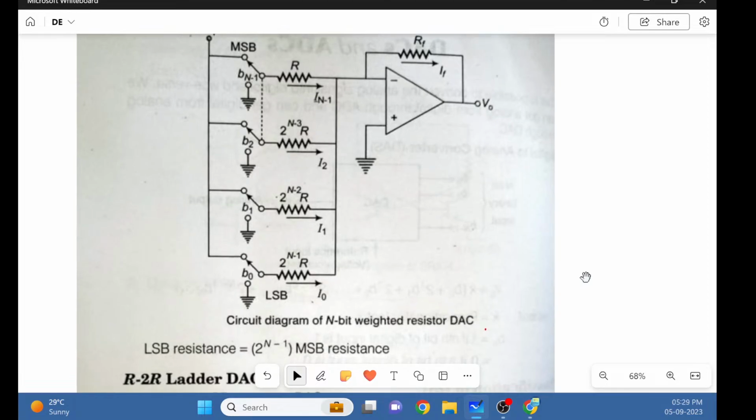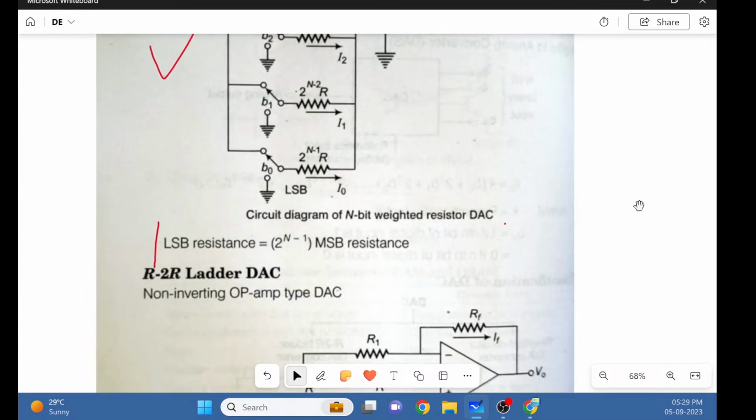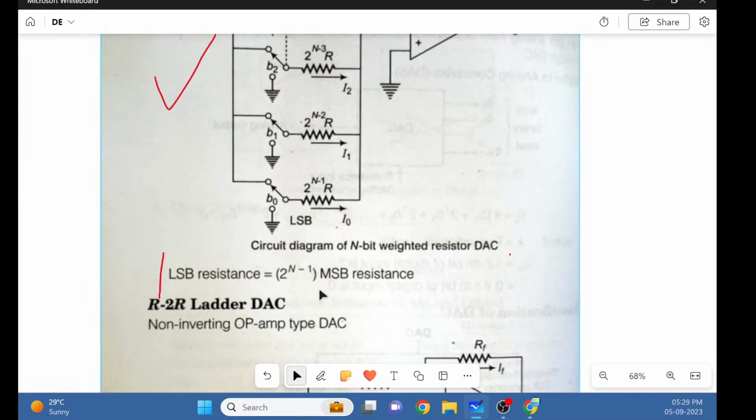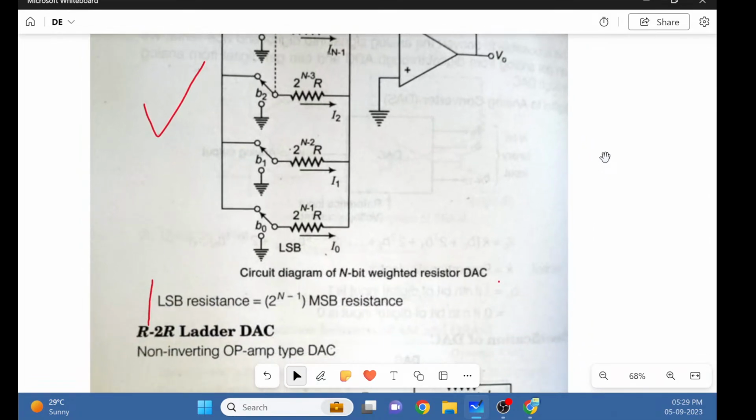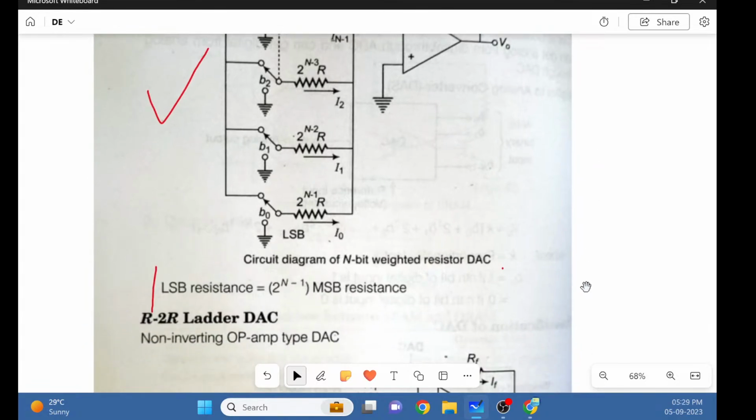So we are using different resistors which have different weights, and the weight or the value is decided based upon the n value. So the very first important thing is this diagram that you have to know, and over here you can see the LSB resistance. The LSB resistance formula is nothing but 2 raised to n minus 1 times R. And what is the MSB resistance? Yes, the MSB resistance is only R.